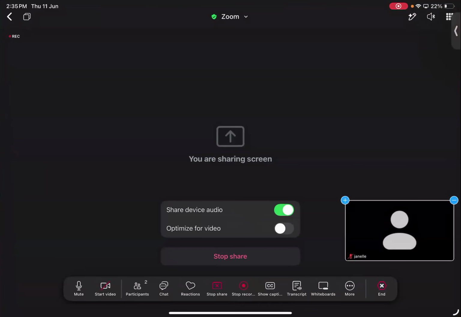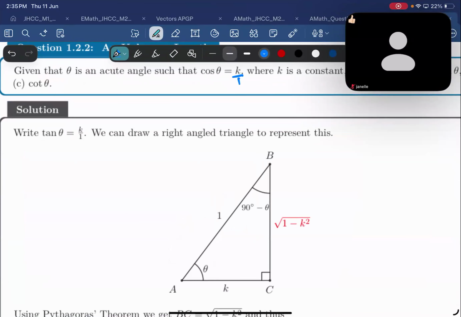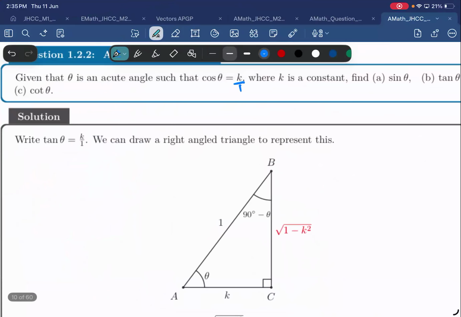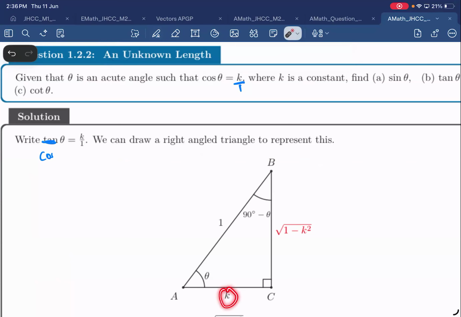Any issues? Okay, then we go through this one, right? So the trick here is really that they just say equal to k. It's not very obvious what it means, but it is basically k divided by one. So cosine theta is k divided by one. So that's adjacent, which is k, over hypotenuse, which is one. Then use Pythagoras theorem to find that this is square root of one minus k squared.